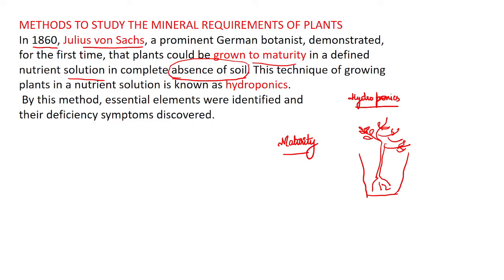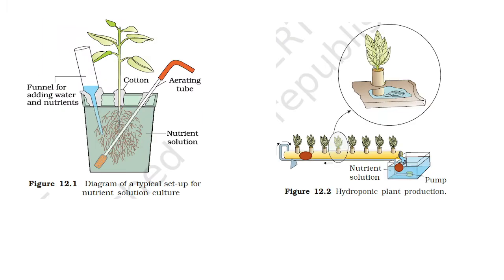Fine. This method was later improvised, means a lot of changes were made in this technique, and now it is a very essential method, because by this we come to know what the essential elements for the plant are. What will happen if that essential element is not there? Suppose in this solution nitrogen is not there, what is the effect on this plant? What are the deficiency symptoms if nitrogen is not there? That we will understand. So this is what we call hydroponics, where the plants are grown in the absence of soil. This is the diagram given in your NCERT. You can see the diagram of a typical setup for nutrient solution culture.